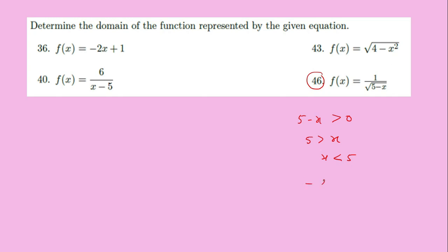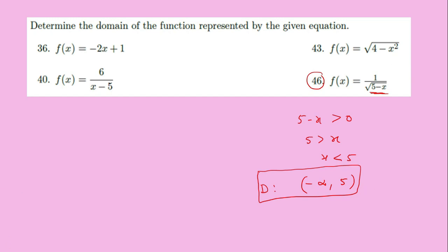Therefore, you can write negative infinity to 5 with an open interval. This is your domain. All values of x which are less than 5 are allowed for this function as our domain. If you give any x value greater than 5, the answer under the square root will be a negative number, which leads to an imaginary number, the complex field, right? So this is the domain. You can write all x less than 5.